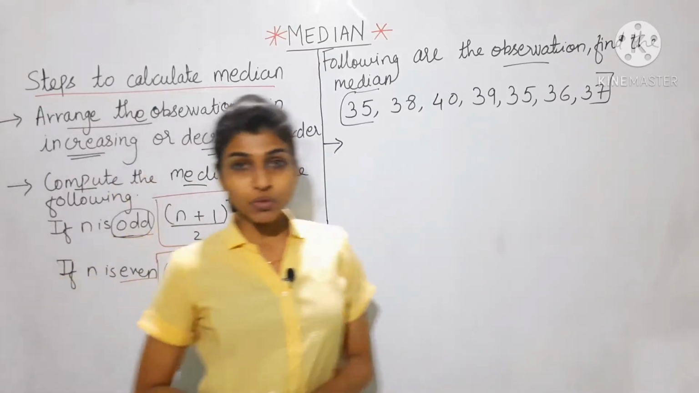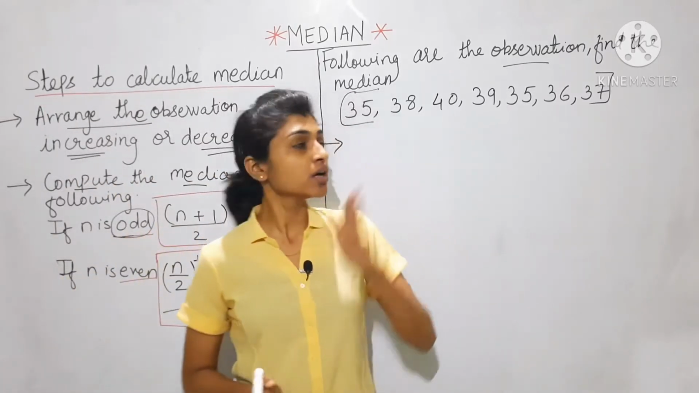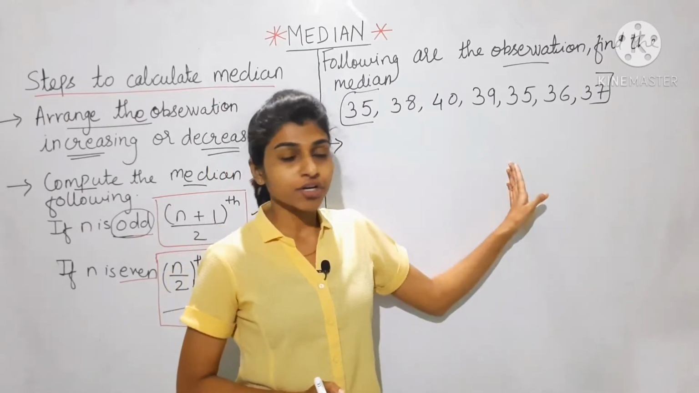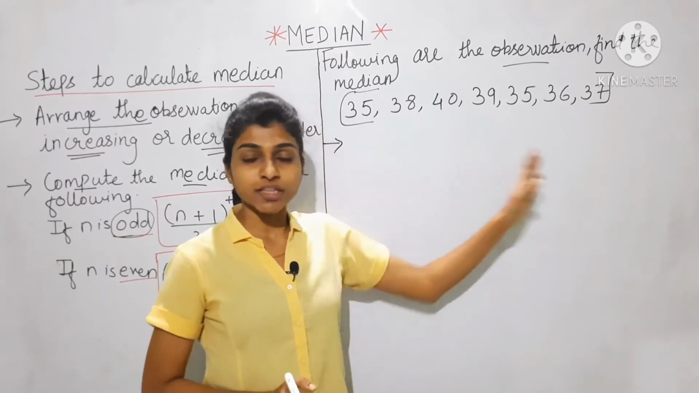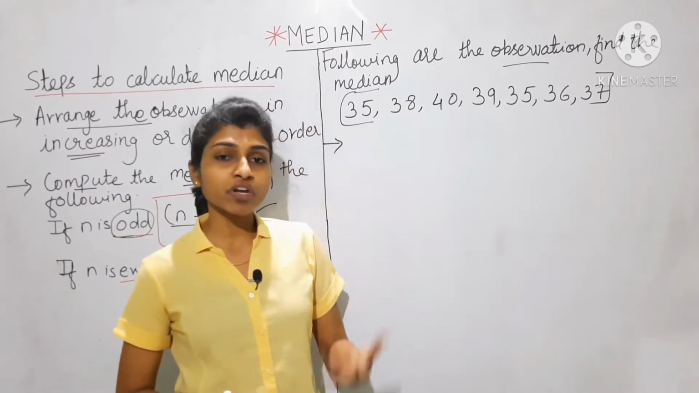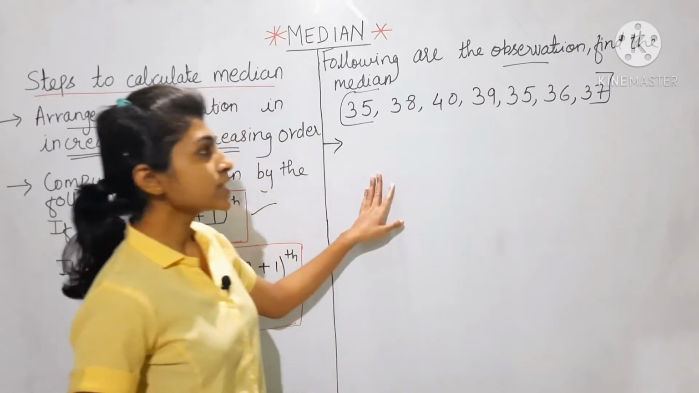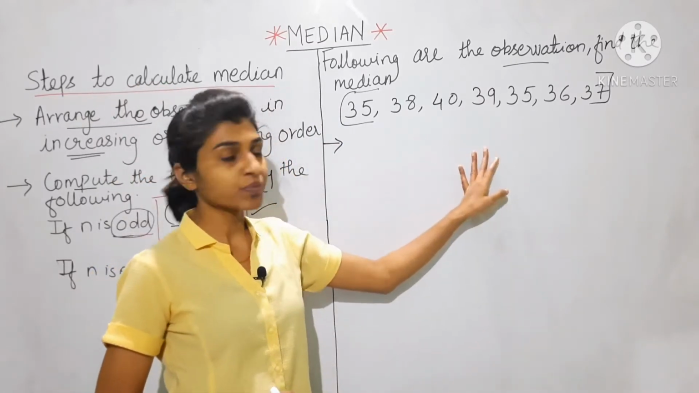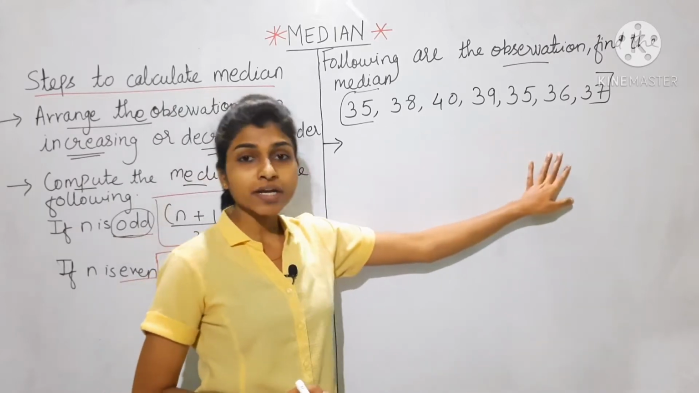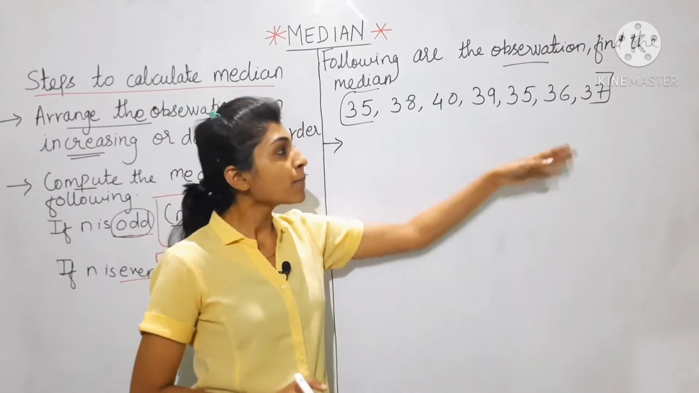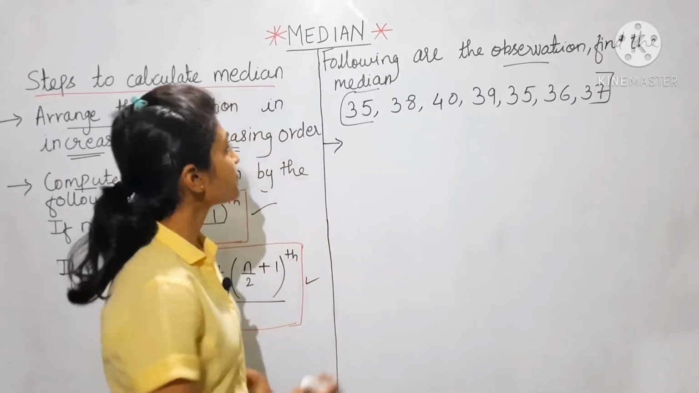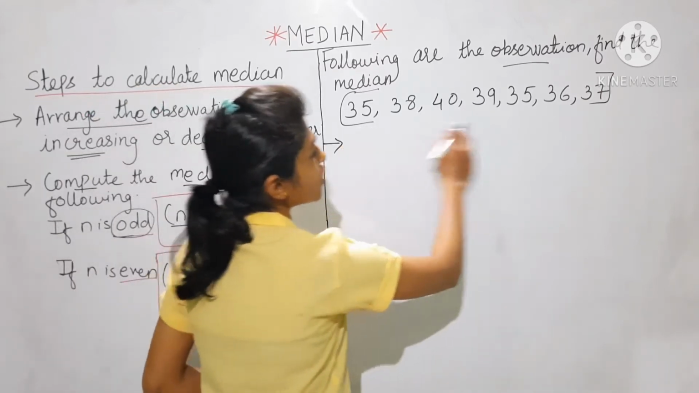Now it is up to you. Either you arrange the observations from smaller to greater, meaning increasing order, or from greater to smaller, in decreasing order. You will get the same answer. In this example, I will arrange the observations in increasing order, from smaller number to greater number. You can also do it from greater to smaller. It is up to the students.